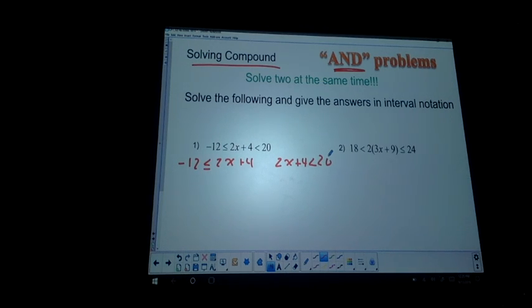The middle. So right here, that right there goes with both problems. Is that okay? Now we're going to solve both as a traditional type of problem, and we'll graph both on the same number line. So subtract 4, yay or nay? And then divide by 2.